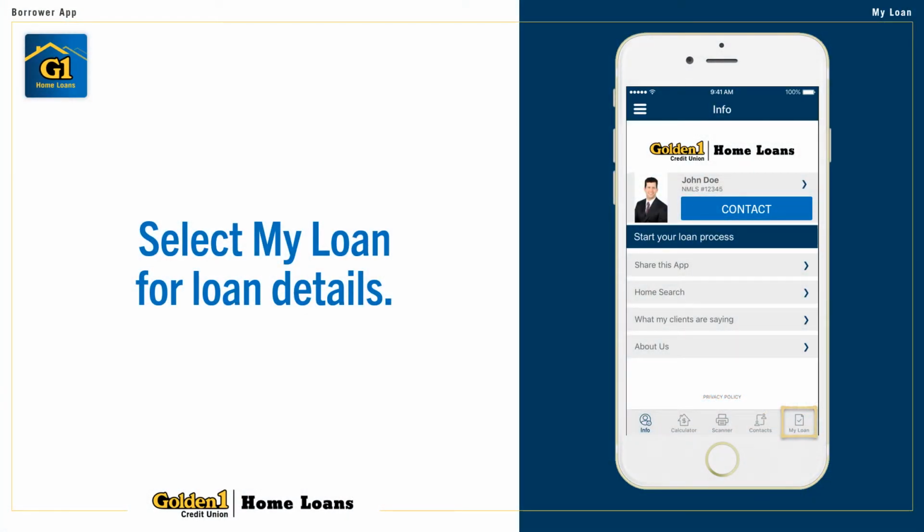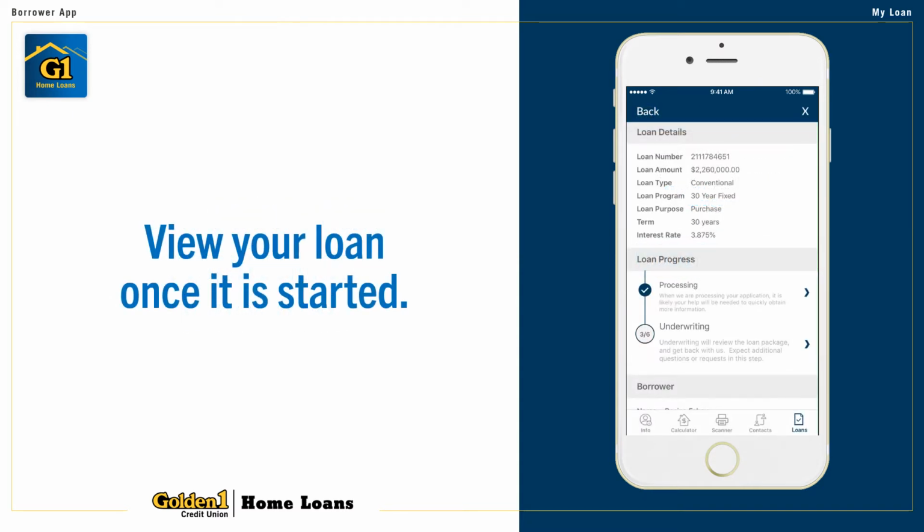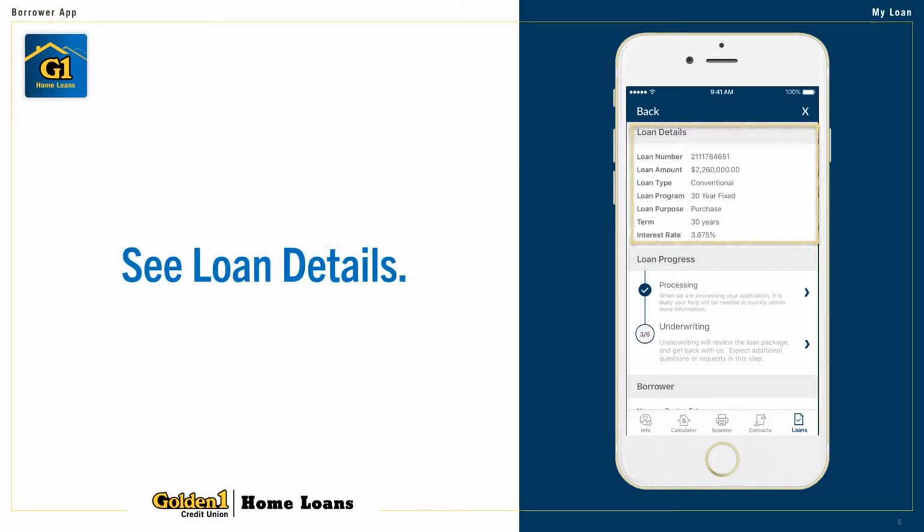The My Loan section of the mobile app is your direct link to your loan details. If you have not gone through the loan application process through the app or with the loan officer, you can start that application from here. Once your loan officer has started the loan, you will begin to see details of that loan from this page. Items such as your loan number, the type of loan you will have, and so on may be viewed here.